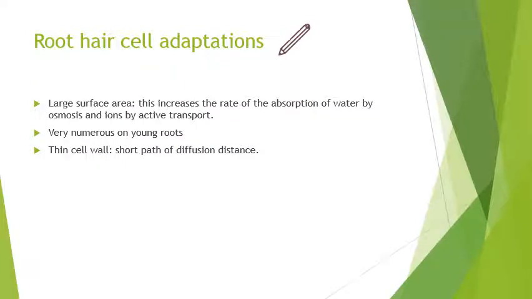So here is another slide for you to copy with a little pencil sign. One adaptation is the large surface area, which increases the rate of absorption of water by osmosis and also that of ions by active transport. Then it has a thin cell wall, which means that there is a short path of, actually it should say osmosis and not diffusion. And finally, this is not shown on the previous slide, but they are very, very numerous on young roots, so there's a lot of them, and that also increases the surface area.